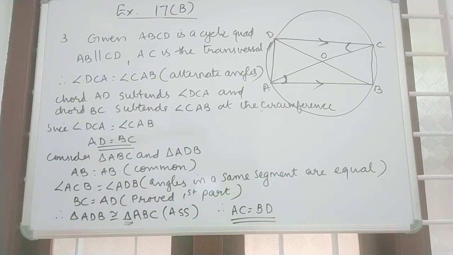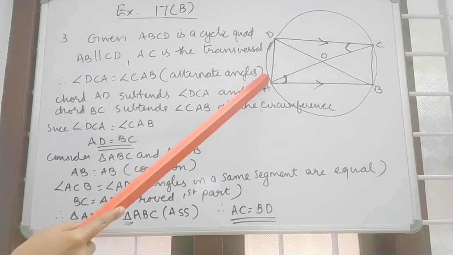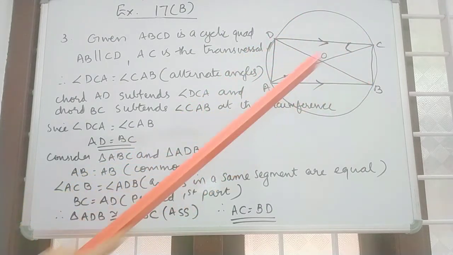So the non-parallel sides are equal, first part completed. Which are the non-parallel sides? AD and BC are our non-parallel sides. Next, same as question number 1, we want to prove the diagonals are equal. So AC and BD are the diagonals.